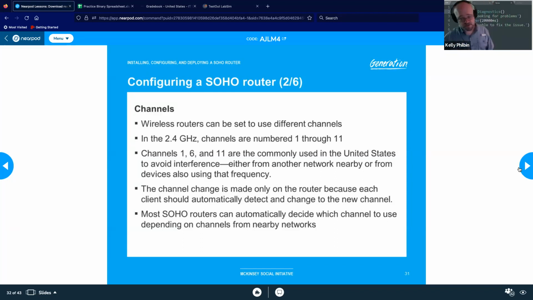But if you wish, you can go in and change it. Because sometimes if somebody new comes in and it's on one channel, they manually set theirs and it interferes with yours. You have to go in and manually change it. So inside the router is where we would do this.